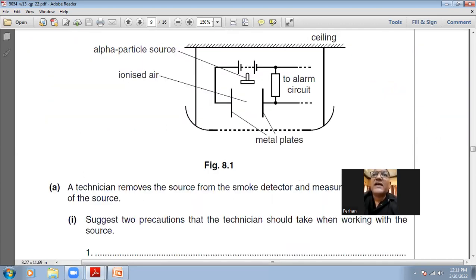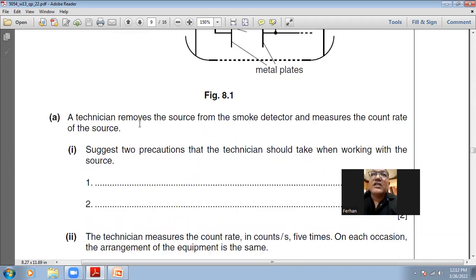So here we have a smoke detector, and here we have a circuit. In this, the air will be ionized by the alpha particles coming from here, and a current will be produced. Whenever smoke comes here, it will stop the alpha particles, the ionization process will be disturbed, and then not that much current will be able to pass from this plate to this plate. Due to that, the alarm will start sounding.